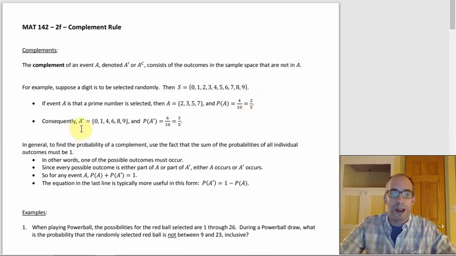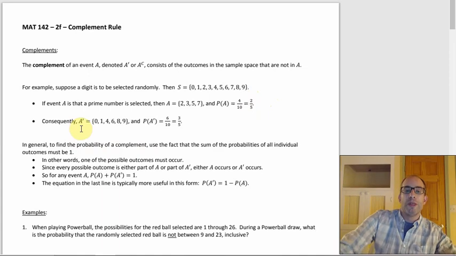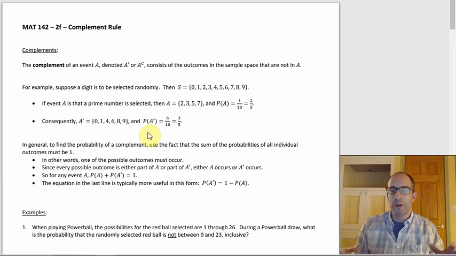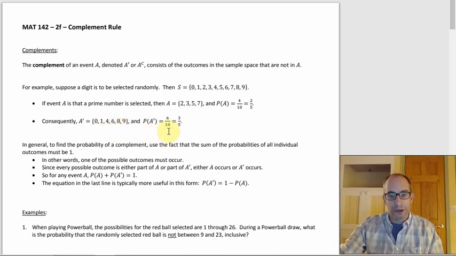But then A prime, right, or A complement, that's going to be everything in the sample space that's not in A. So 2, 3, 5, and 7 are in A. Everything else is in A complement, that's up here in S, right? So 0, 1, 4, 6, 8, 9. So if you had to form the complement, you would basically just look at A and go, okay, what's in the sample space that's not in A? And you would end up here. And there are 6 of them. So the probability of A complement, it's 6 out of 10, which would then reduce to 3/5.